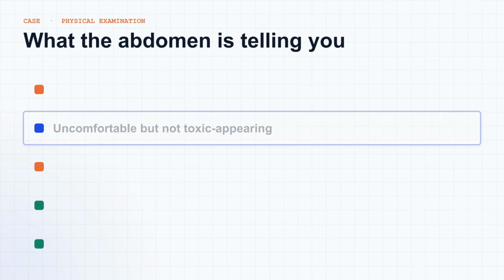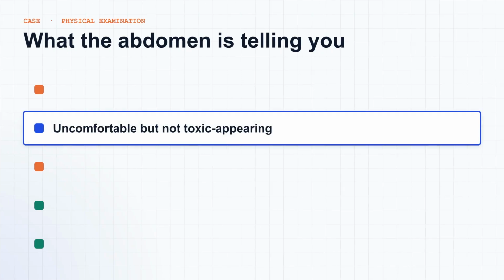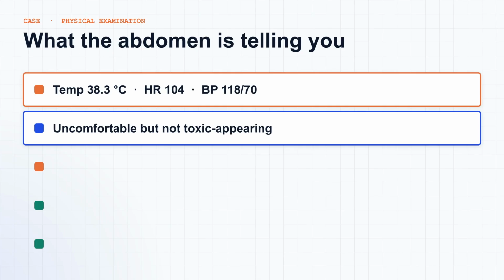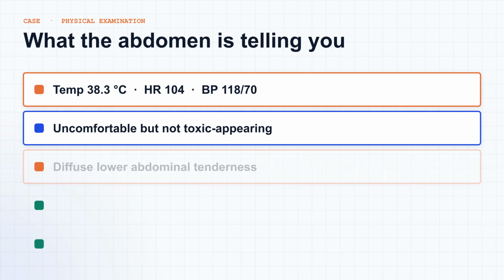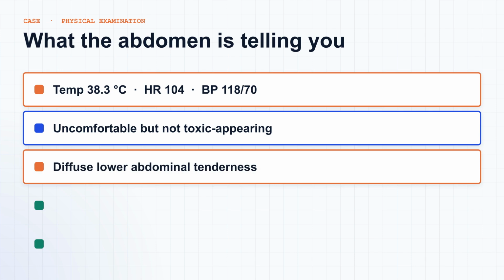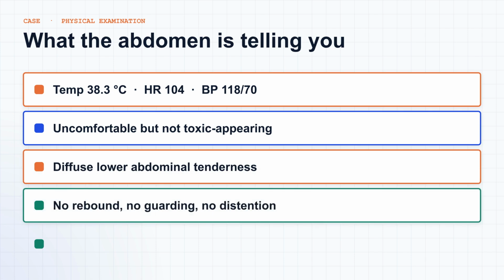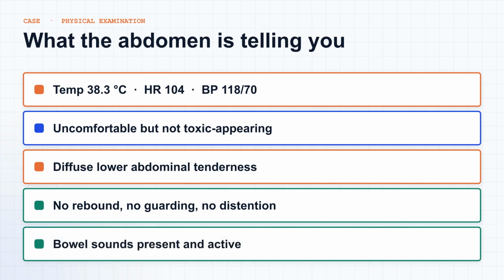On examination, he is uncomfortable but not toxic. Temperature is 38.3 degrees Celsius. Heart rate 104. Blood pressure 118/70. The abdomen is soft with diffuse, lower abdominal tenderness. There is no rebound and no guarding. Bowel sounds are present and active.